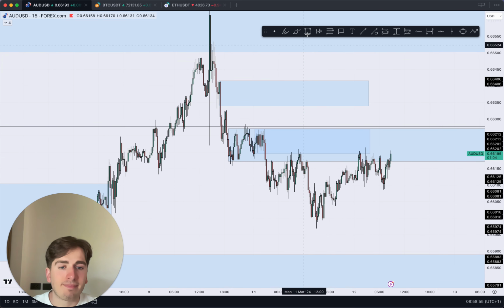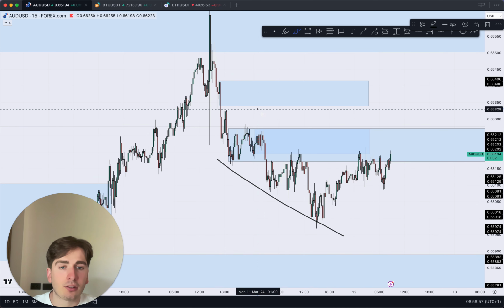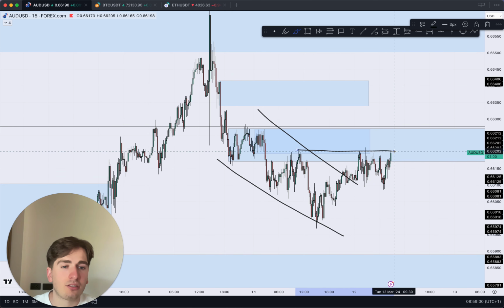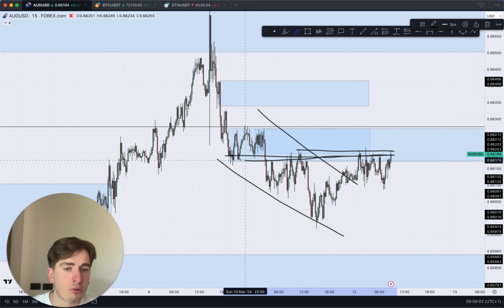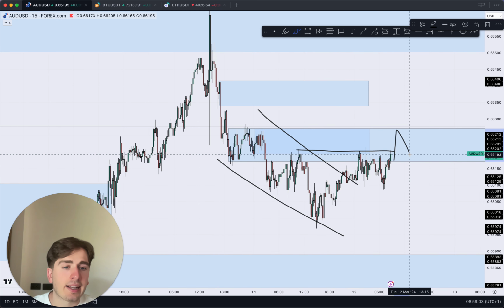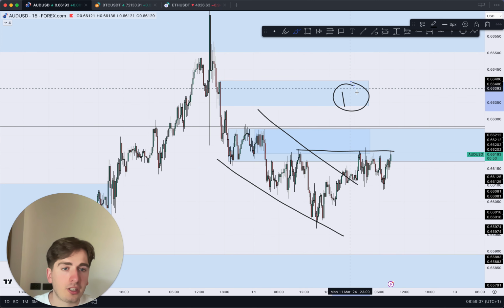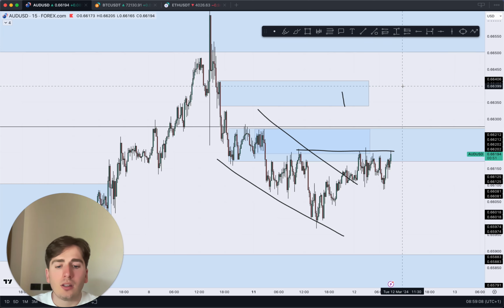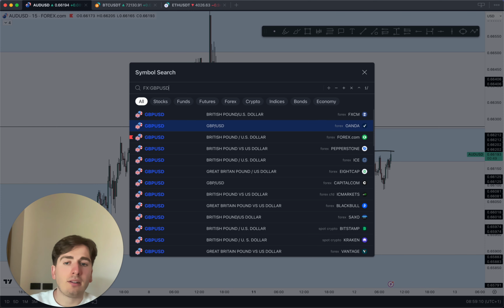For the rest, you can see we kind of have this descending corrective price action. Now we're kind of breaking in towards the highs. Price is kind of stuck at this support and resistance level. Let's see if we break out, just look for some further upside continuation in towards this area of supply. That's Aussie dollar. Now moving on in towards pound dollar.